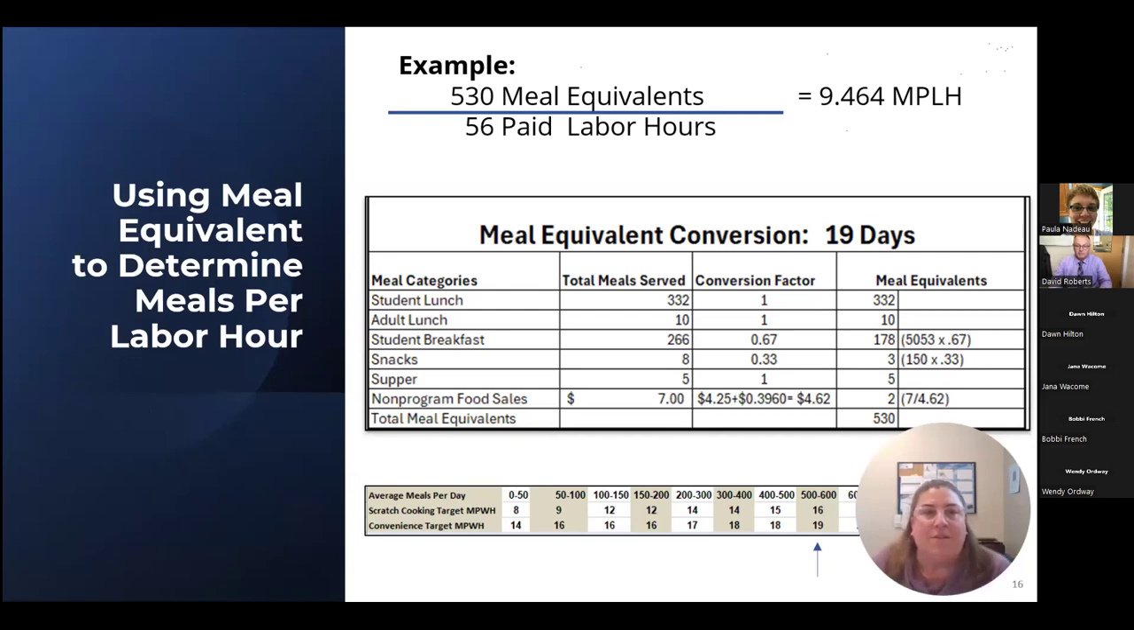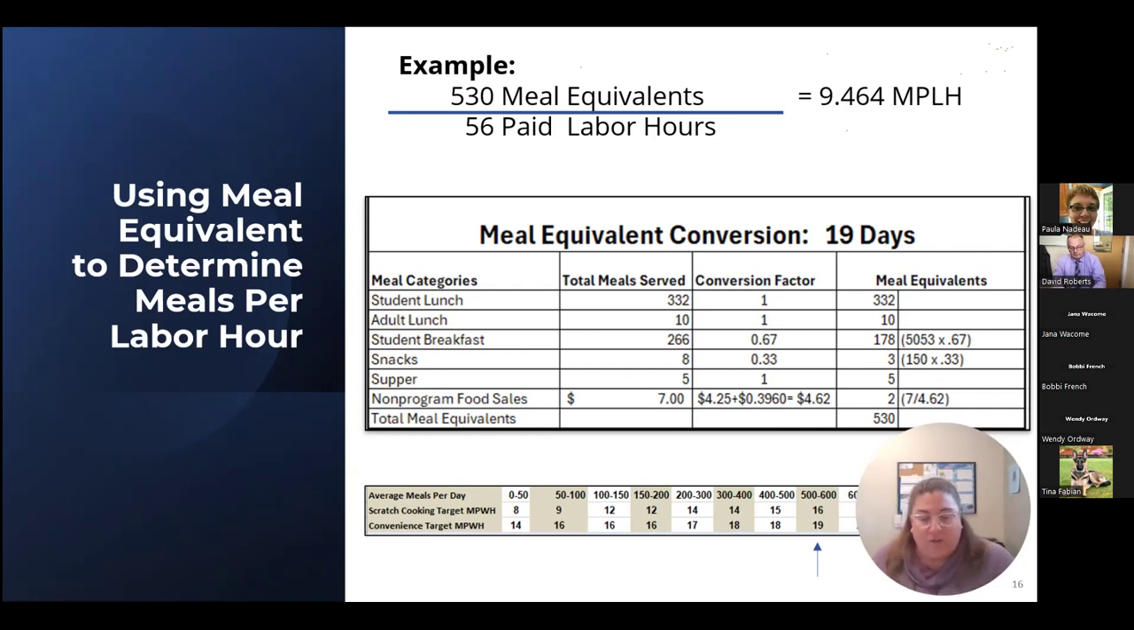So using meal equivalents to determine meals per labor hour, we're going to use the chart that's listed there. This is for one month of school. For this example, at this school, we have 7 staff and they work 8 hours a day. So that's a total of 56 paid labor hours. That's where we've put the 56, because the formula is meal equivalents divided by the paid labor hours. And the meal equivalents was 530. You can see that from right down here, 530 is listed under the meal equivalents.